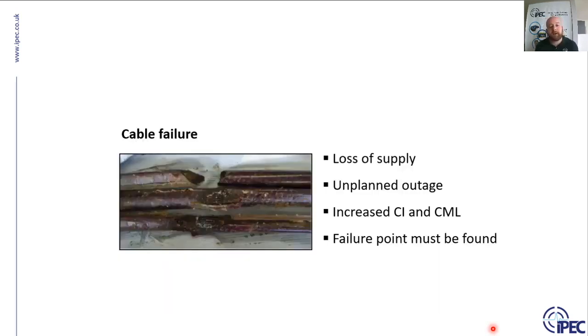So, consequences of PD. The first one is of course cable failure. If you've got a failure inside an underground cable, you'll see a loss of supply, you'll see an unplanned outage, and increased CI and CML. CI is a UK measurement, customer interruptions. CML is customer minutes lost. Of course, every country around the world has a similar measurement criteria, basically looking at the impact of the power failure on where the supply is, whether that's customers or the industrial side of the business as well. So customer interruptions, customer minutes lost, and of course a failure point must be found.